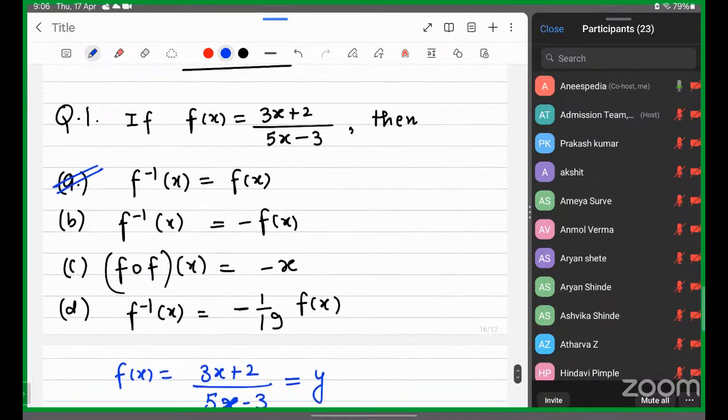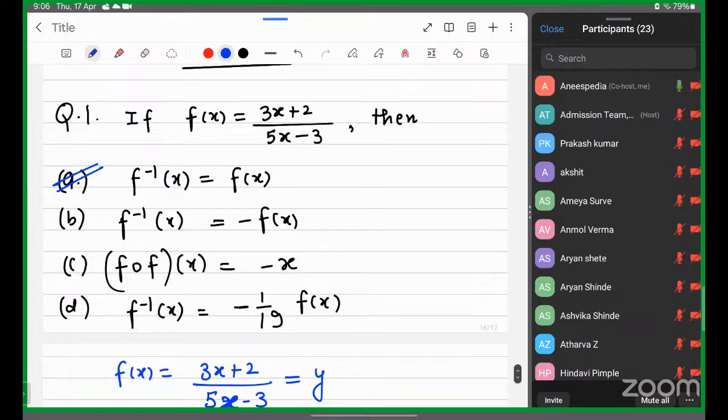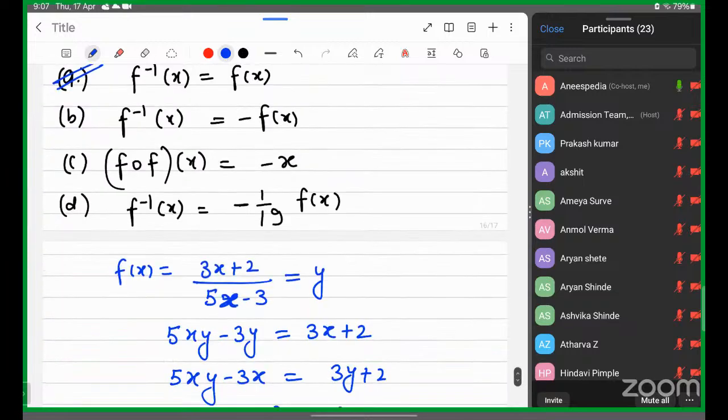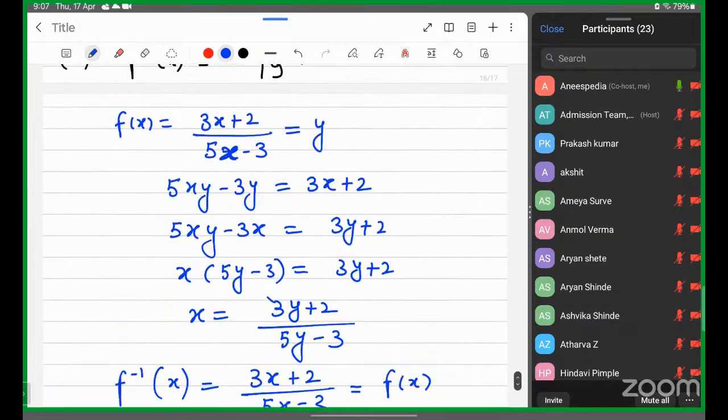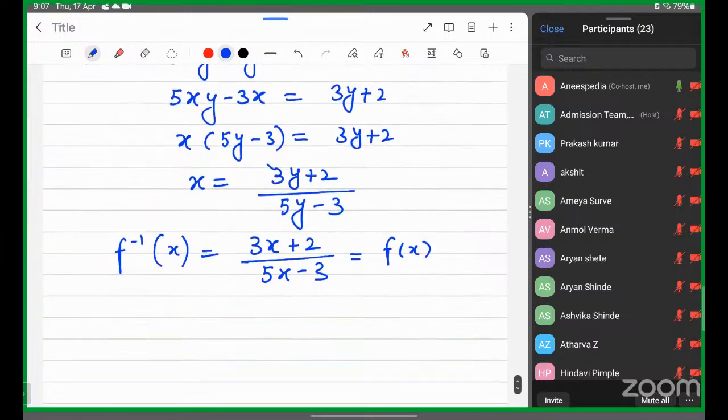Okay, to get the inverse of a function, what we do is take the original function equal to y, and then simplify it in such a way that x will be in terms of y. So we have to simplify the function to get x in terms of y. When you get x in terms of y, that will be the inverse function. And to write down the inverse function, you just have to replace y with x.